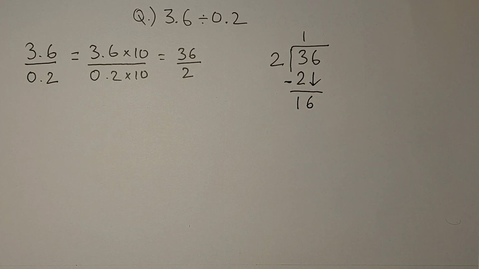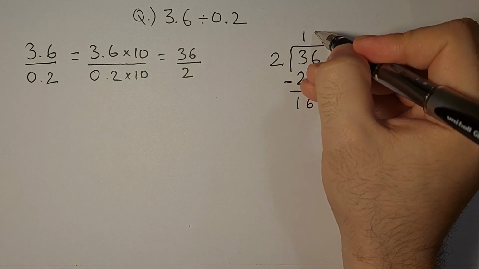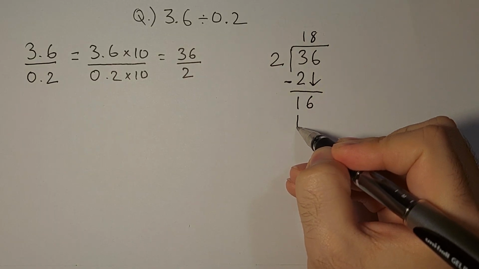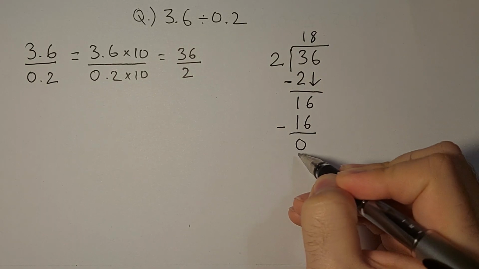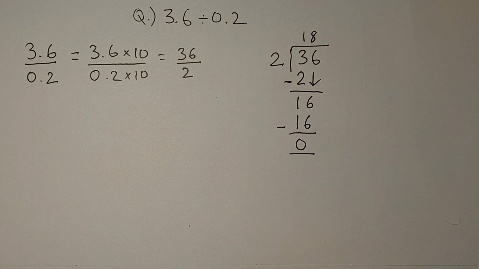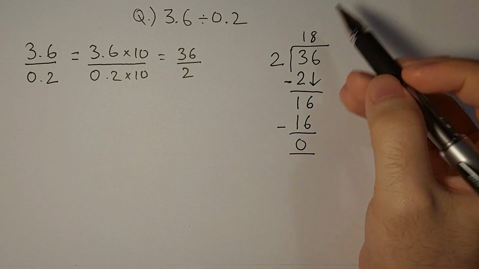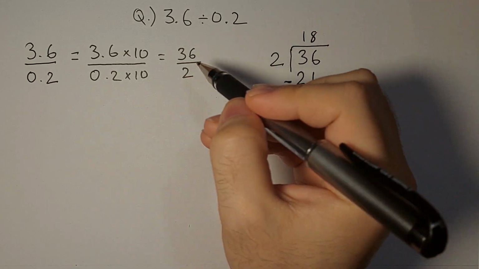This now becomes 16. Can we multiply 2 by a whole number which gives us 16? Yes, we can. If we multiply 2 by 8, it gives us 16. So now that we have a remainder of 0, the division is complete. Our answer is 18.